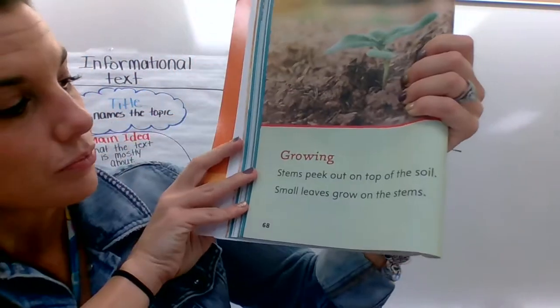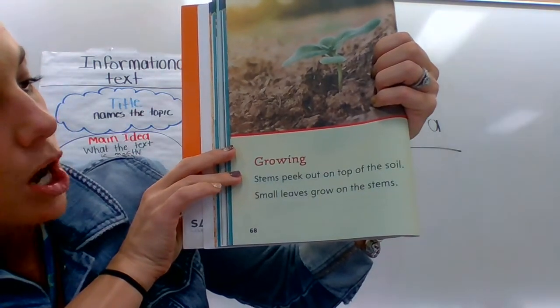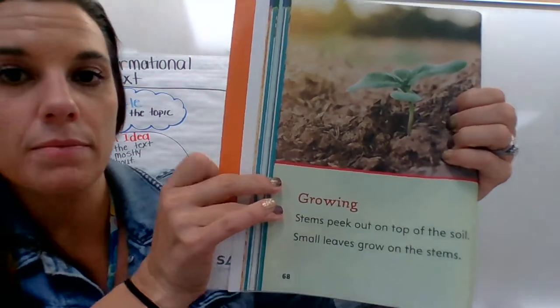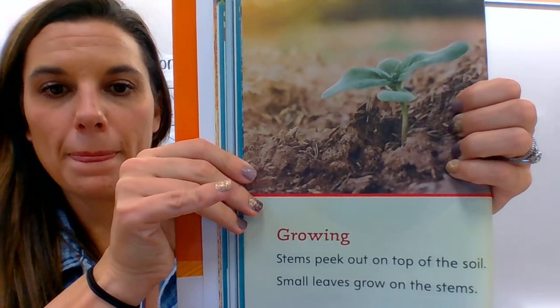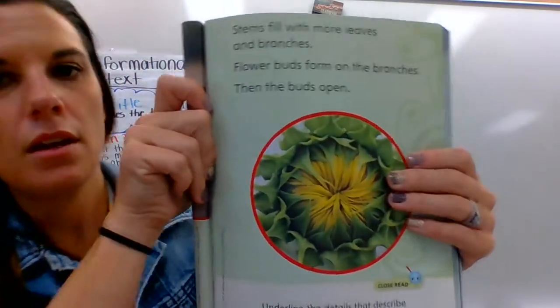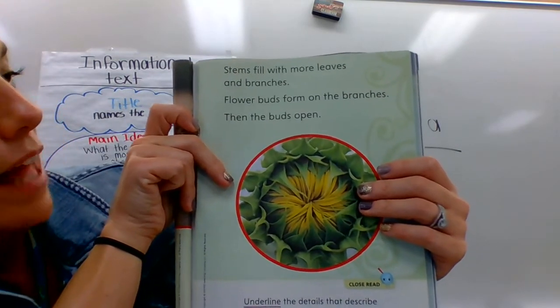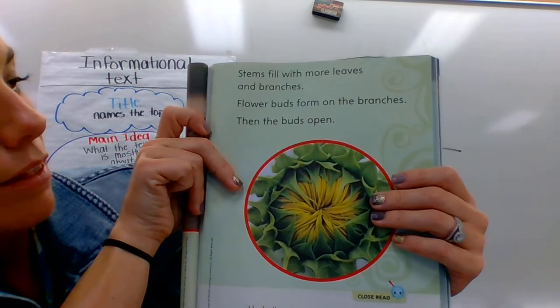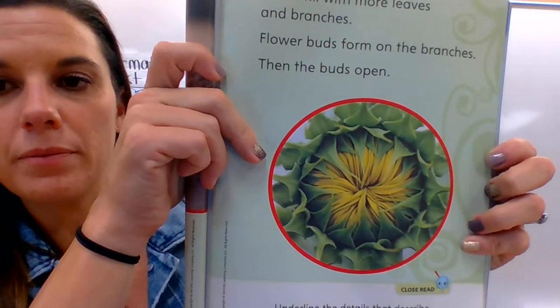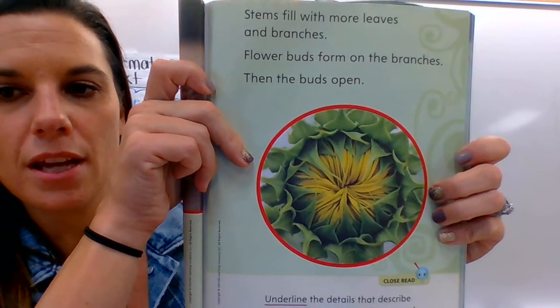Growing. Stems peek out on top of the soil. Small leaves grow on the stems. Stems fill with more leaves and branches. Flower buds form on the branches, then the buds open. That's a cool picture. That's like the bud of a sunflower.